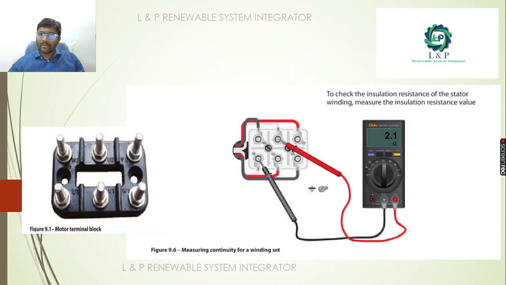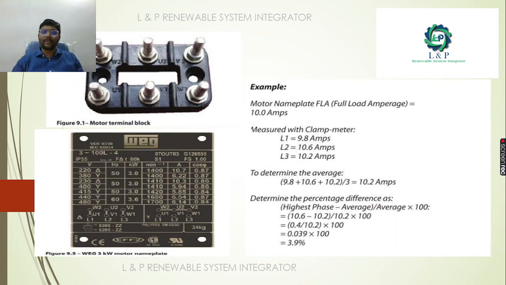Suppose you are measuring the resistance of a stator winding, the values should be in the range of about 2.1 ohm. It should not be more than that. This is an example. Whenever you make any sort of calculations, whether it is a fuse calculation or a percentage difference, the first and foremost thing is to look into the nameplate details of the motor. It can be a 3 kilowatt motor, a 1 kilowatt, or a 2 kilowatt, but the only thing you need to do is note down the nameplate details.